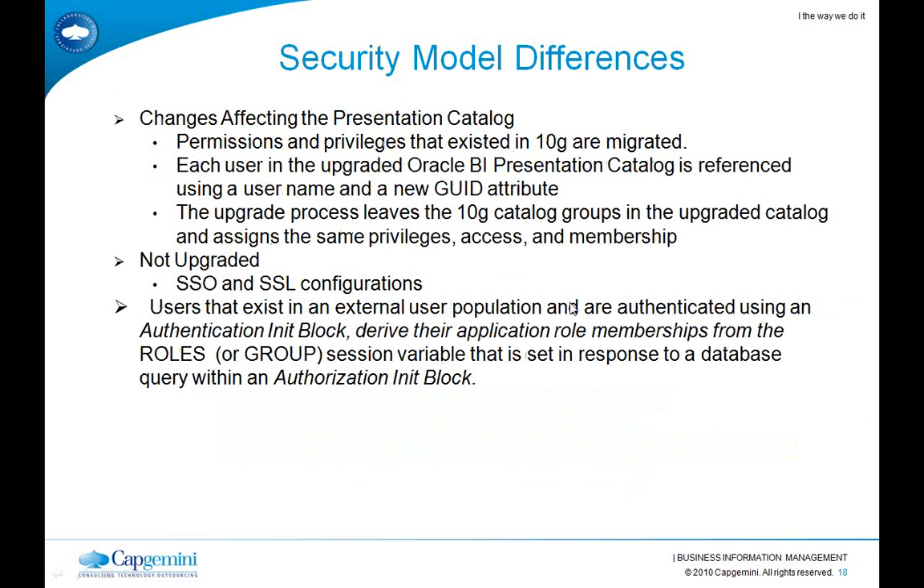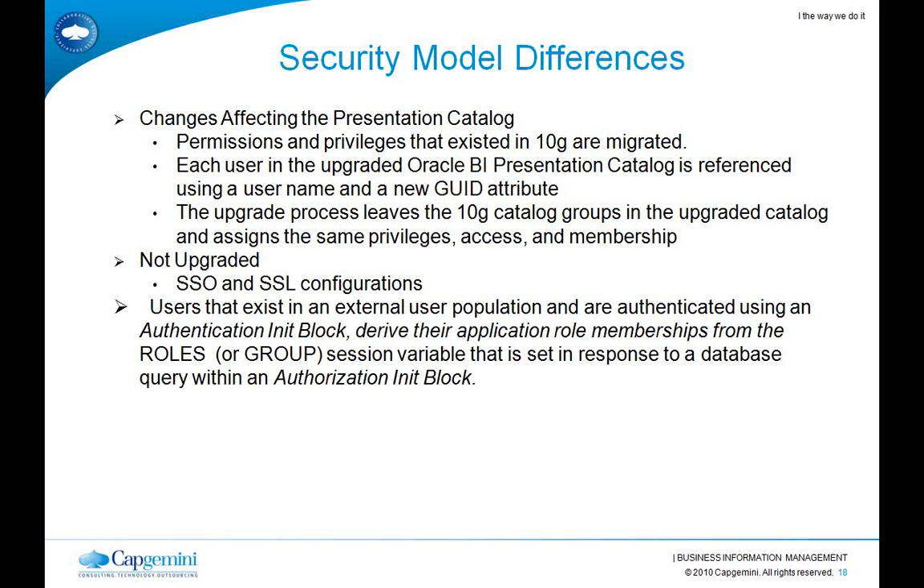Then, looking at the presentation catalog, the permissions and privileges that existed in 10G are still there. That's for backwards compatibility, which means the groups within the web catalog will still exist. They don't take them out like they did in the RPD file. They will stay there so that when you come online in your 11G environment, you're not worried about any security privileges that may have changed. But it is recommended to migrate to application role management and eventually wean yourself off of the groups within the web catalog.